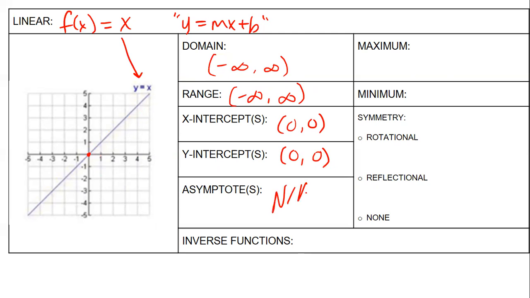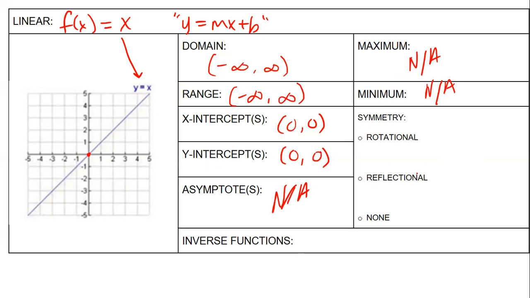We still do not have an asymptote. An asymptote, if you recall, is an imaginary boundary line. It's like saying this function is getting close, close, close, close, close, but it never will touch it. If I'm going on forever, do I have a maximum or a minimum? No.